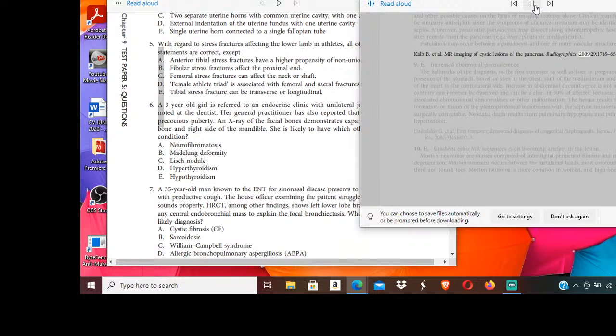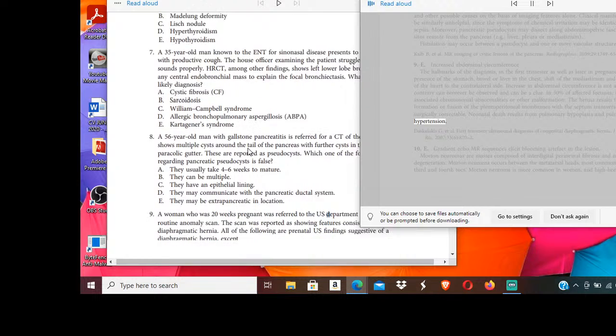Radiographics. 2009; 29: 1749-1765. 9. Increased abdominal circumference. The hallmarks of the diagnosis, in the first trimester as well as later in pregnancy, are the presence of the stomach, bowel or liver in the chest, shift of the mediastinum, and displacement of the heart to the contralateral side. Increase in abdominal circumference is not a feature. The contrary can however be observed and can be a clue. In 50% of affected fetuses, there are associated chromosomal abnormalities or other malformations. The hernia results from abnormal formation or fusion of the pleuroperitoneal membranes with the septum transversum, and it is surgically correctable. Neonatal death results from pulmonary hypoplasia and pulmonary hypertension.